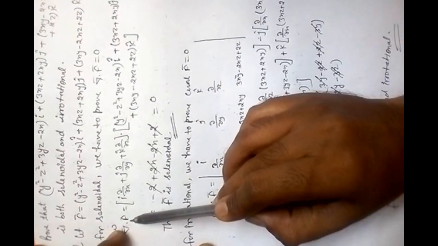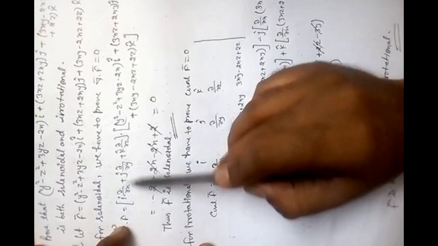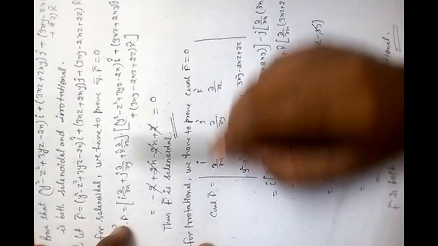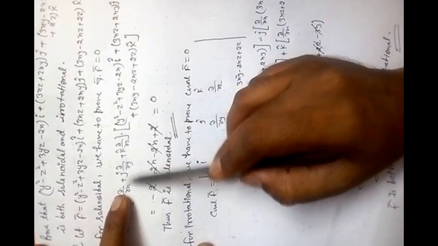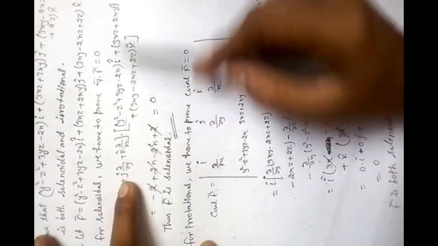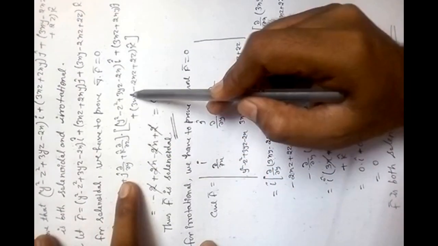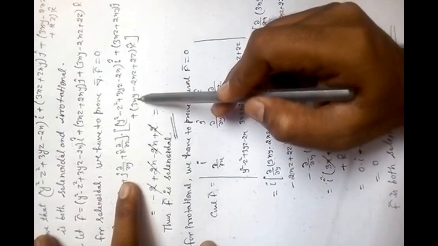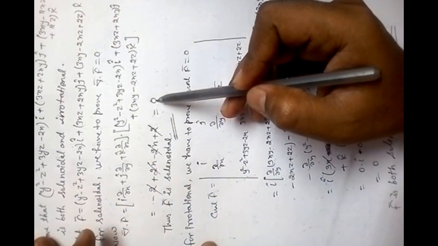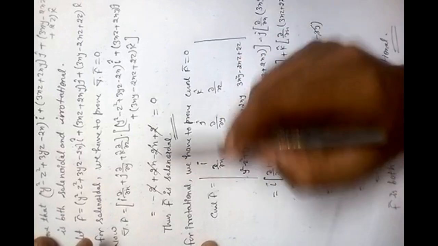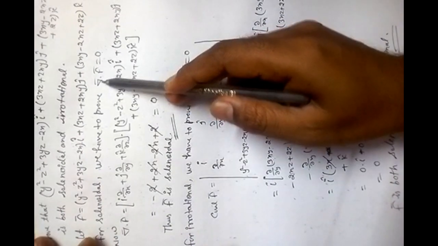So del dot f means del means this term and vector f is given this term, i dot i, j dot j and k dot k. So i dot i means differentiate only this term, j dot j means differentiate with respect to y and k dot k means differentiate with respect to z, and solve them, then which is equal to 0. That means the vector f is solenoidal.